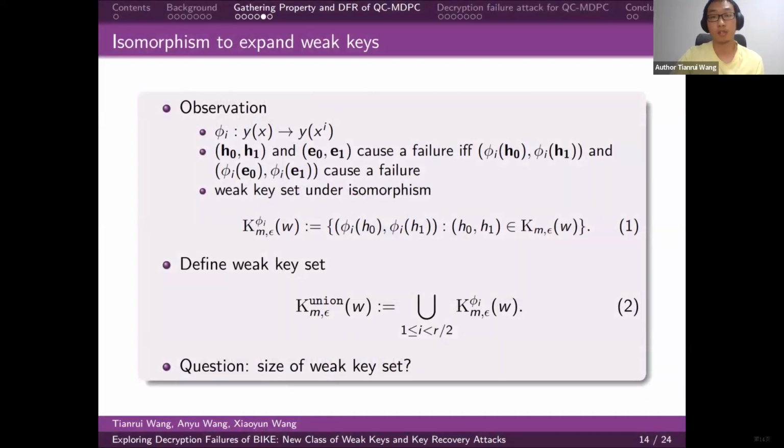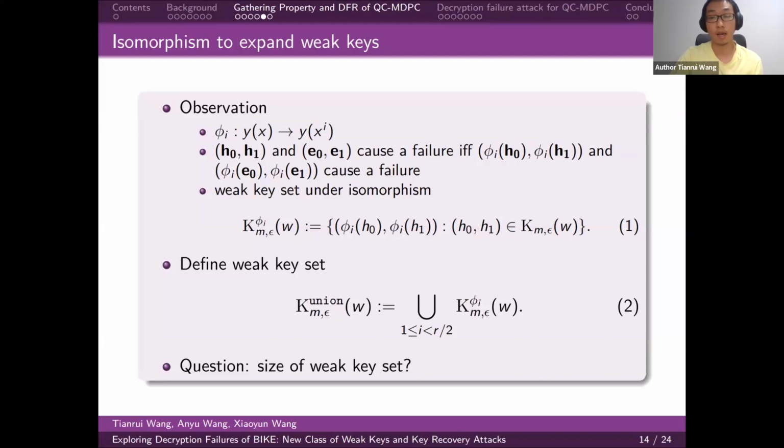The isomorphism in the ring, phi_i, is defined as mapping y(x) to y(x to the power of i). And we observe that (H0, H1) and (E0, E1) cause a decryption failure if and only if the images under phi_i cause a decryption failure. So we can use the isomorphism to expand the size of the weak case. And the weak case size under isomorphism is defined like this.